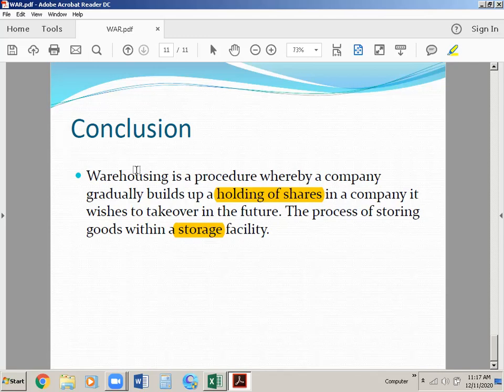Again, warehousing and storage and godowns are very much important for any business, because it gives you the facilities of availability of the product, storage of the product. It saves your product from being spoiled.